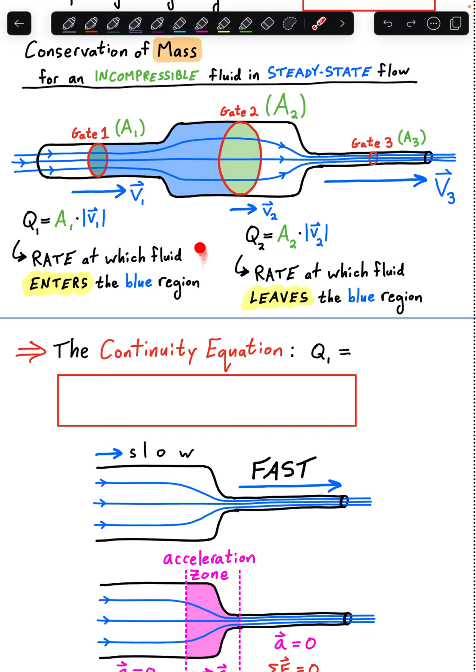So the rate at which fluid enters the blue region, Q1, compare that to the rate at which fluid is leaving the blue region over here, Q2, which is the product of this bigger cross-sectional area times the speed at that location. How do these rates relate to each other? Imagine that this blue region is, say, a house where gate 1 is the front door and gate 2 is the back door. And there's a party going on at this house.